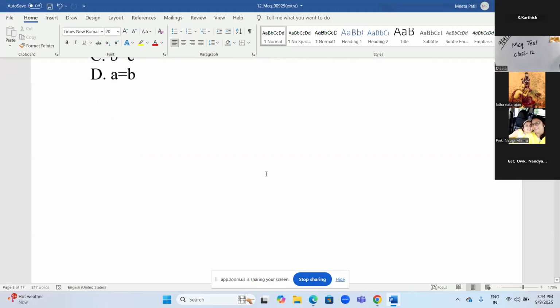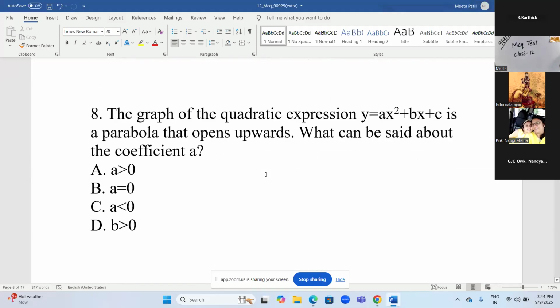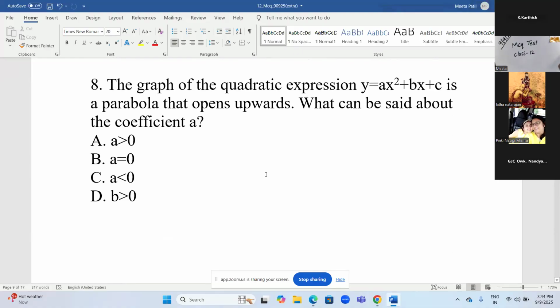So we are moving further. So this is your 8th question. The graph of quadratic expression y is equal to ax square plus bx plus c is a parabola that opens upwards. What can be said about the coefficient a? Here you are having the options as option A, a greater than 0, option B, a is equal to 0, option C, a is less than 0, and the option D, b greater than 0.